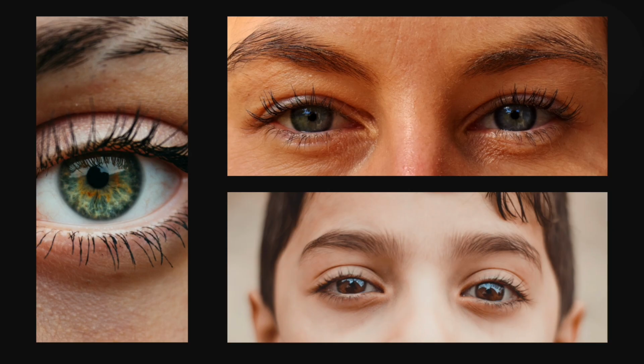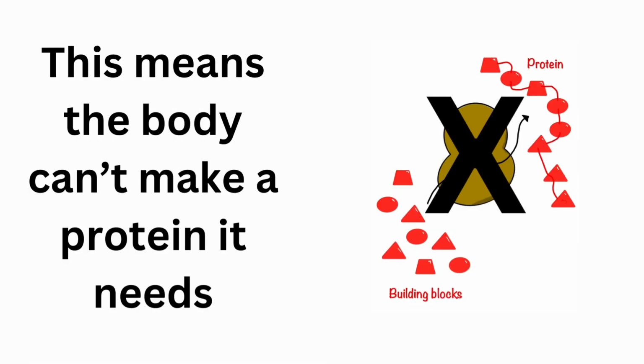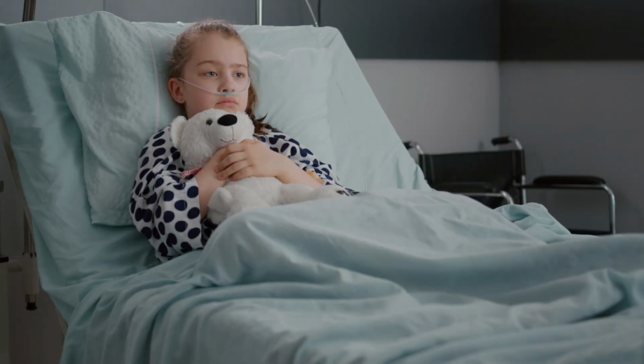Some mutations are harmless and give us different versions of the gene. So, for example, we have different coloured eyes because there are different alleles for eye colour. But some mutations change the gene in a harmful way and stop it working correctly. And because the body can't make the particular protein that it needs, this can cause someone to develop health problems. For example, people with cystic fibrosis have a variant in a gene that's needed for the lungs to work correctly, and because this gene's not working correctly, their lungs fill up with a thick and sticky mucus.